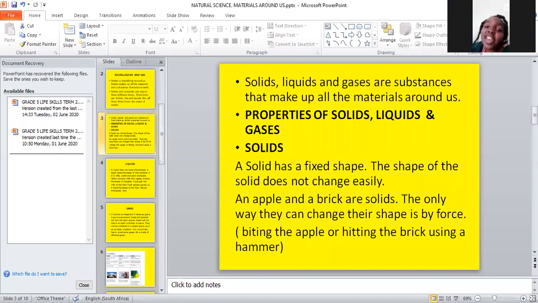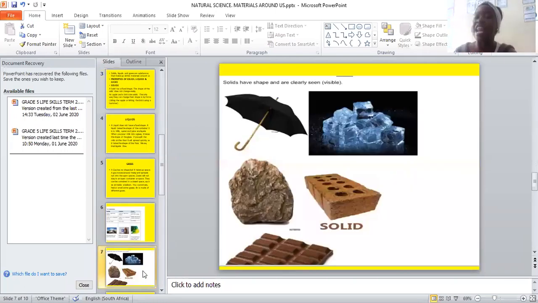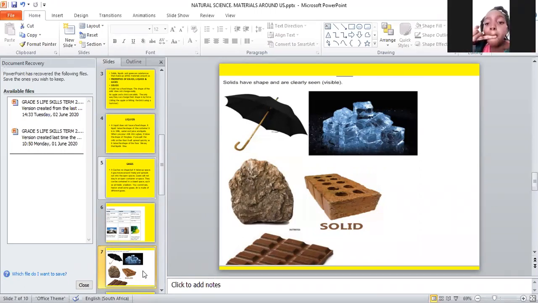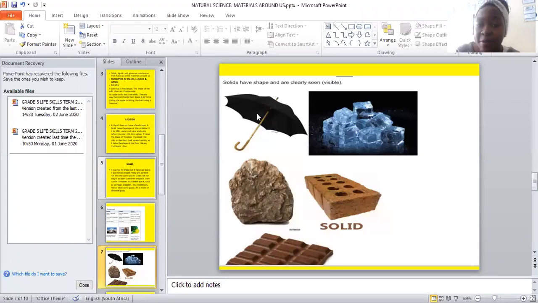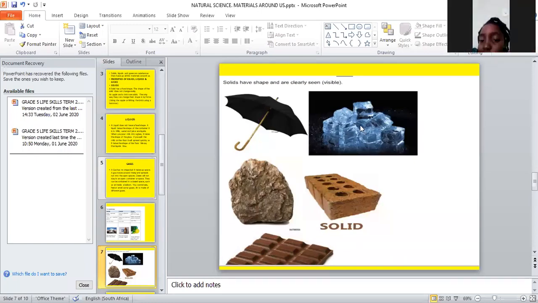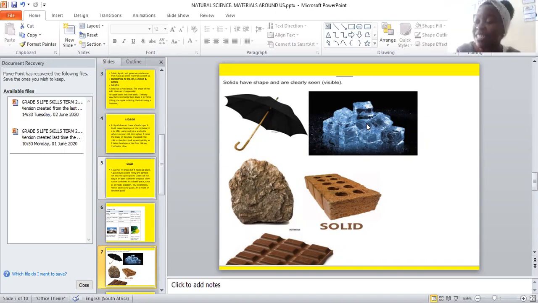Okay, so the last questions. This one, we're all going to answer all together. Number one. It's an umbrella and it has a solid shape. This one, ice. Ice. Solid. I said when it melts, it can turn into liquid, right? Yes, ma'am. Okay, moving on.